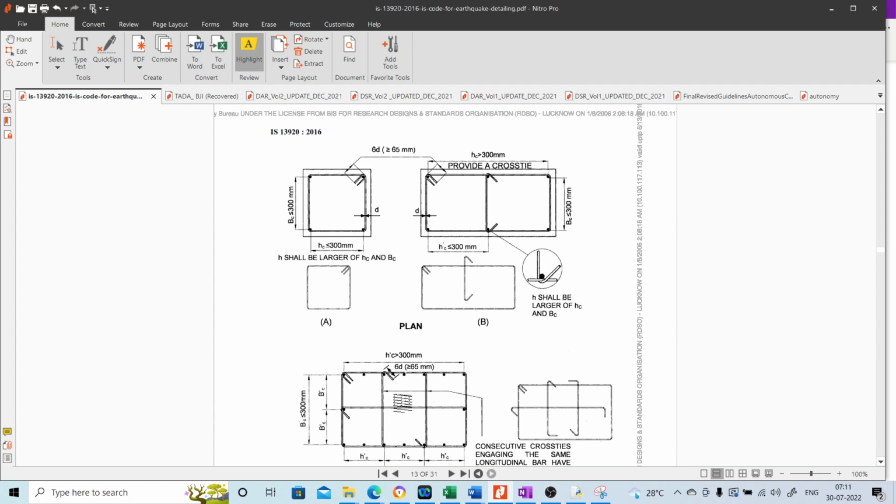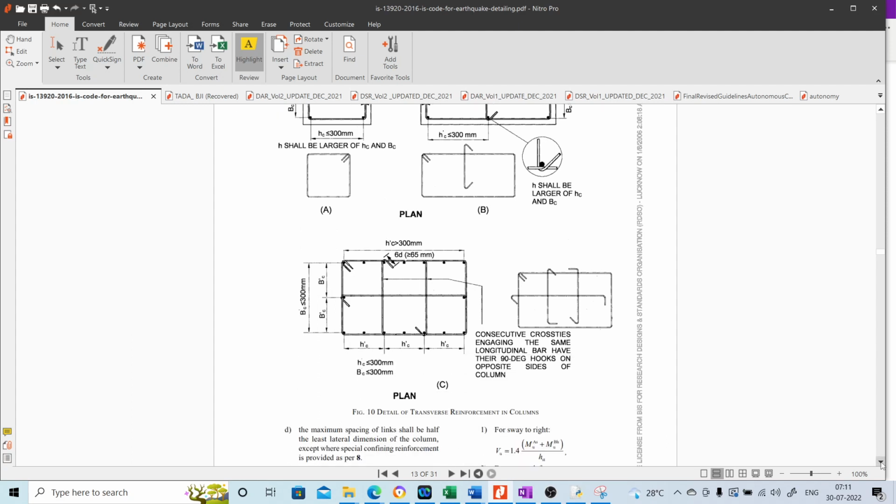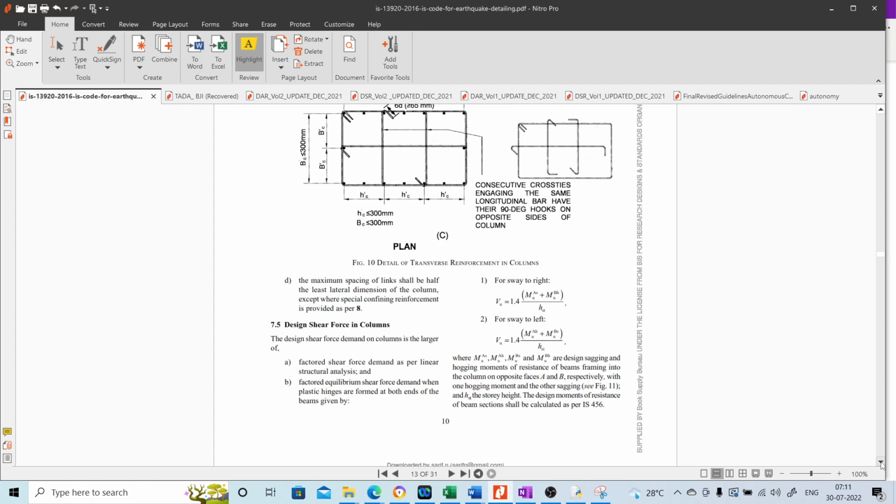Similarly, if the dimension on both sides is greater than 300 mm, in such cases we provide two cross ties in between. So conveniently provide cross ties to ensure that the distance between any two legs of the stirrup is always kept less than 300 mm. So that is one important part with regard to reinforcement.